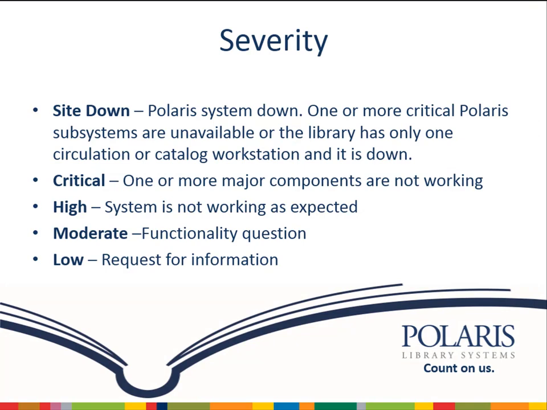The first and most immediate is Site Down. Site Down is used when the Polaris system is down, meaning one or more critical Polaris subsystems are unavailable. For example, the library system or branch cannot circulate materials. The next level is Critical. Critical is used when one or more major components are not working. For example, notices are not being sent. The third level is High.